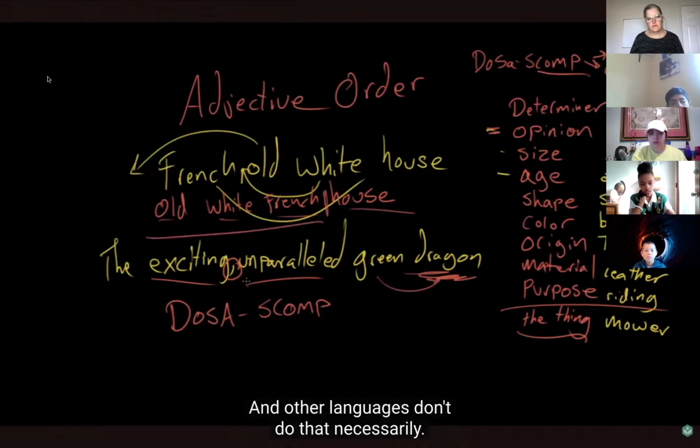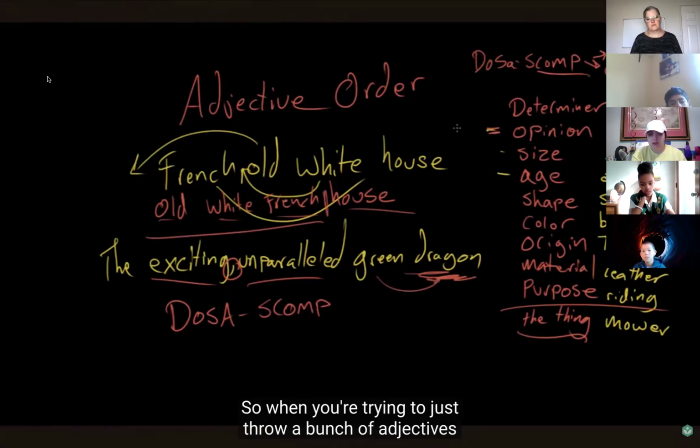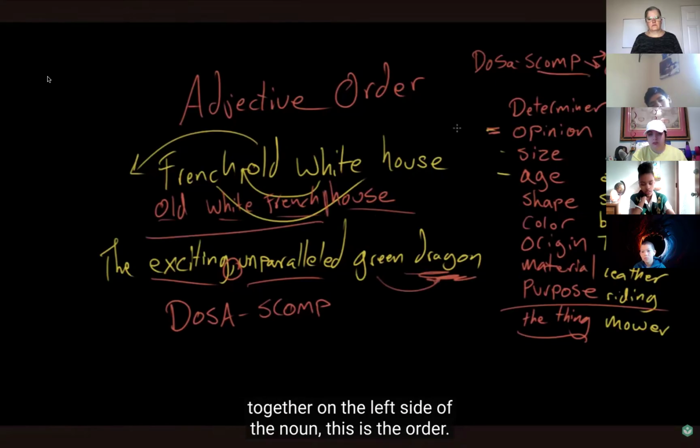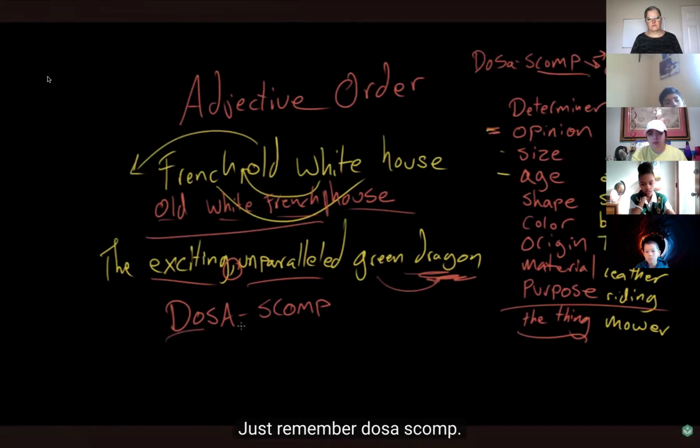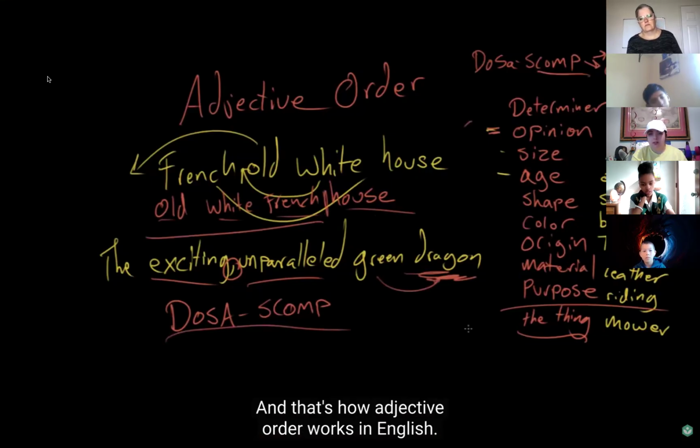And other languages don't do that necessarily. So when you're trying to just throw a bunch of adjectives together on the left side of a noun, this is the order. Just remember, Dosascomp. And that's how adjective order works in English.